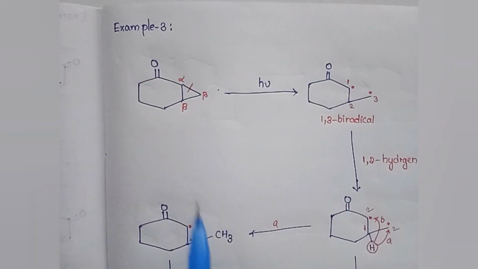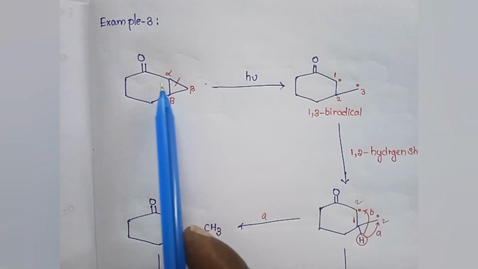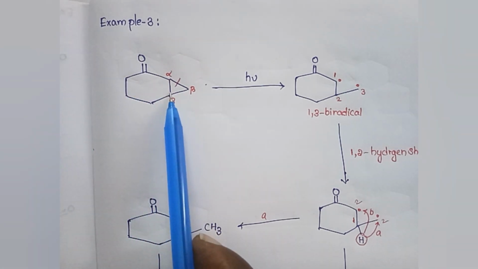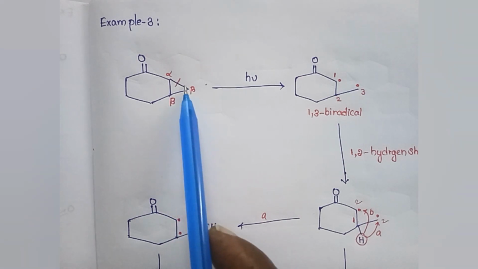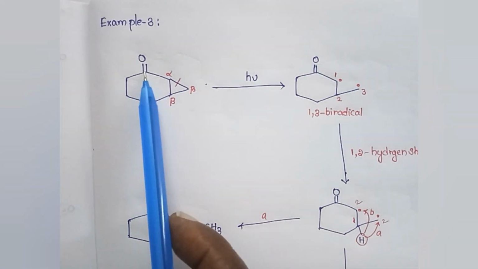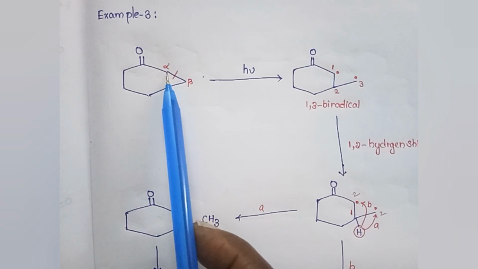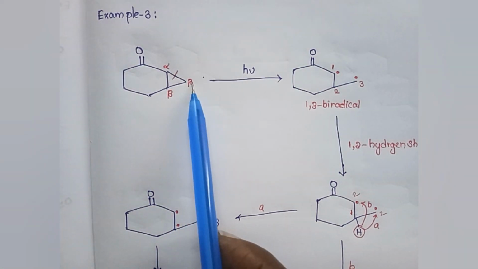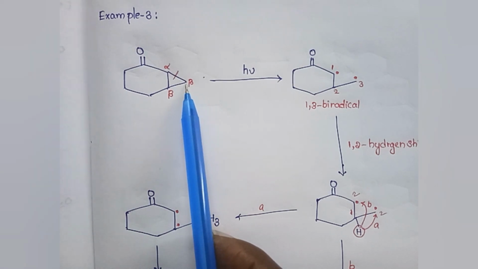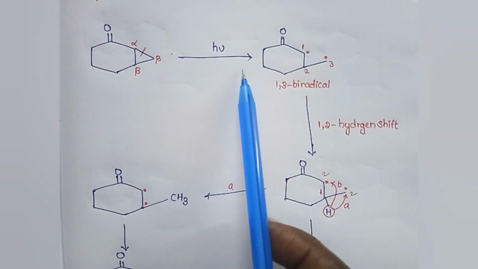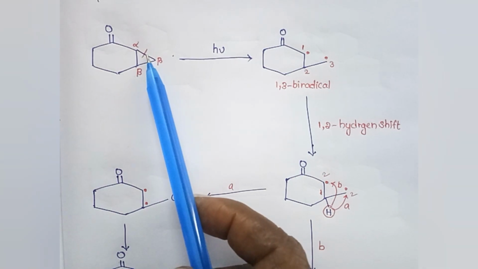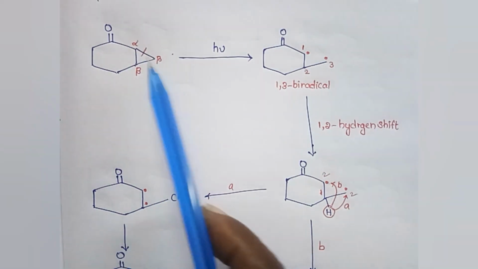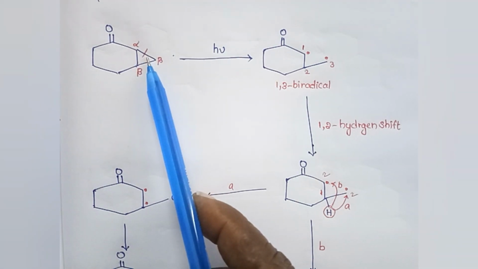Now this is a bicycloketone. This is one cyclic form and this is another cyclic form. This is the functional group. This is the alpha carbon and this is the beta carbon and this is another beta carbon. Now when it is irradiated by UV light, this bond can cleave and this bond can also cleave. Let us see what happens when this bond cleaves.